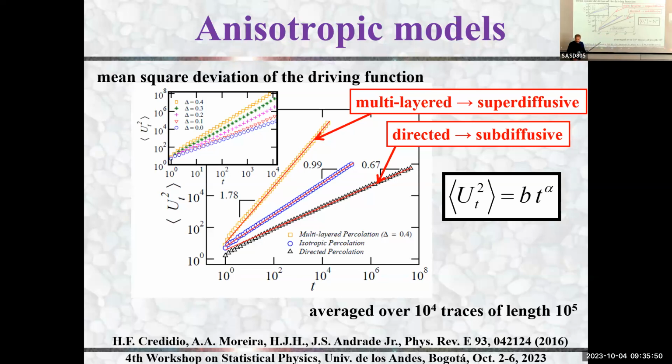And if I do the other kind of anisotropy, namely the multi-layered one, which is an anisotropy in this direction, then I get something which is superdiffusive. It means the exponent in the log-log plot is now larger than 1, it is 1.78. So here alpha would be 1.78.